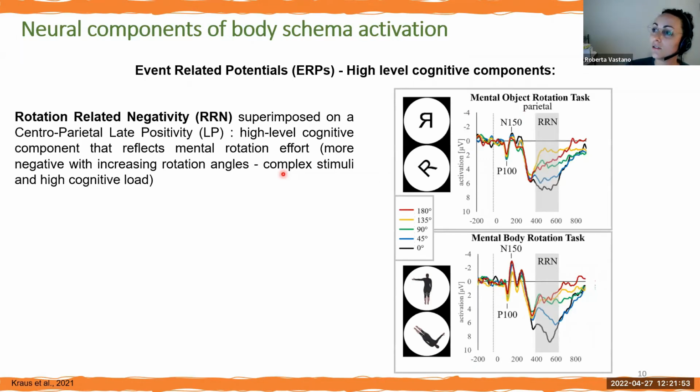Then in the cluster for later components, high cognitive components, we found, for example, the rotation-related negativity or a late P300. It's basically a superimposed negativity on a centroparietal late positivity. So these components become more negative for stimuli that require a high cognitive load, for example, during rotation of letters or also body-related stimuli. So the harder the rotation, the more negative this component.